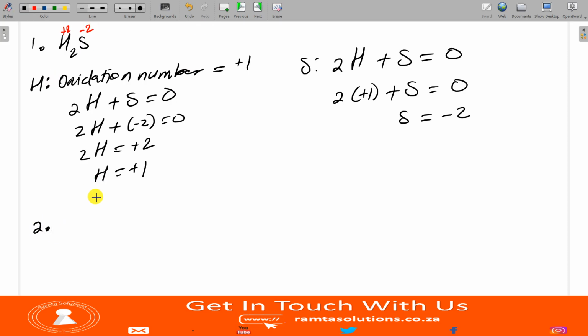Number 2, we had this ion here, with a 2 minus charge. I'm going to stick to calling whatever we are calculating for X. We're looking for sulfur, so let's call it X. Normally we say X plus 3 oxygen is equal to the charge of this ion, which is -2.